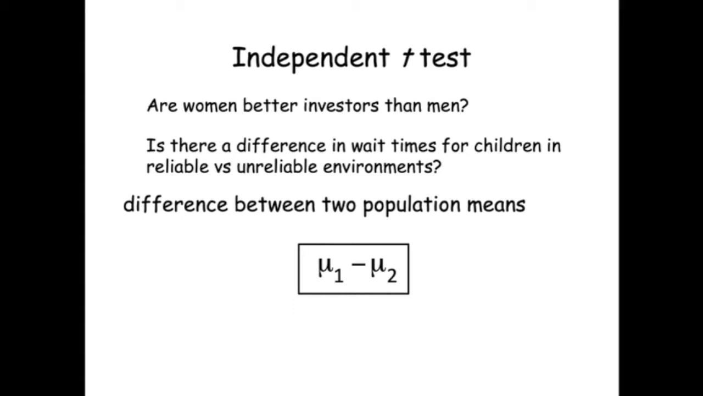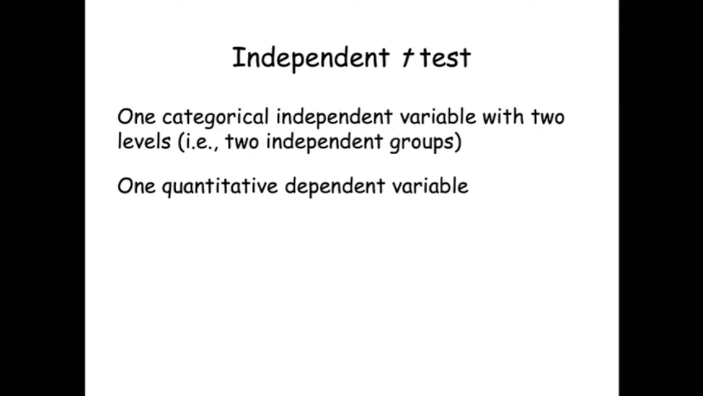The appropriate test for these studies is the independent t-test, which examines differences between two independent population means. The test involves one categorical independent variable with two levels and one quantitative dependent variable.